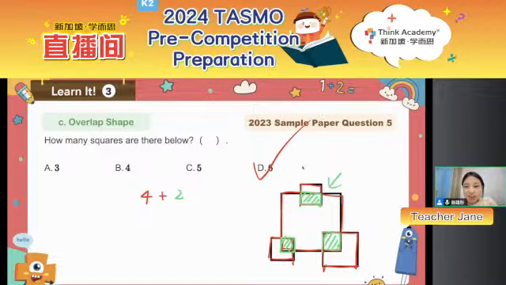Okay, this question is actually not that tricky. If I were the one who made the paper, I probably would add another option that is 7. So some of you may get confused.